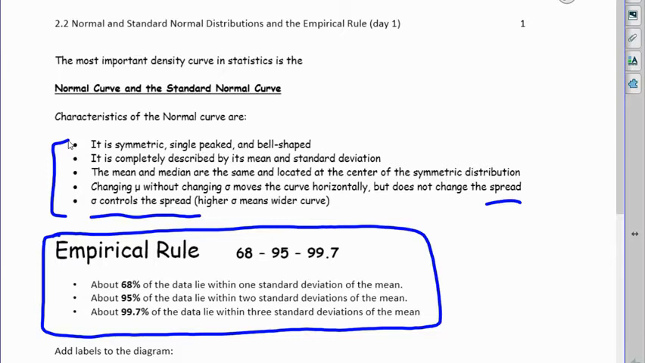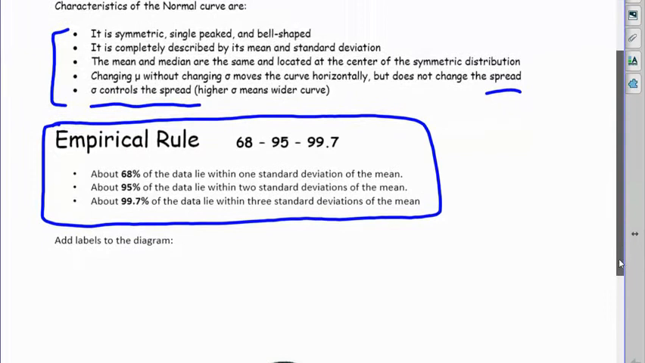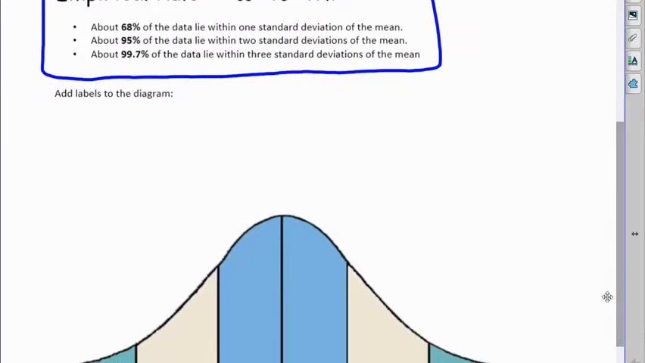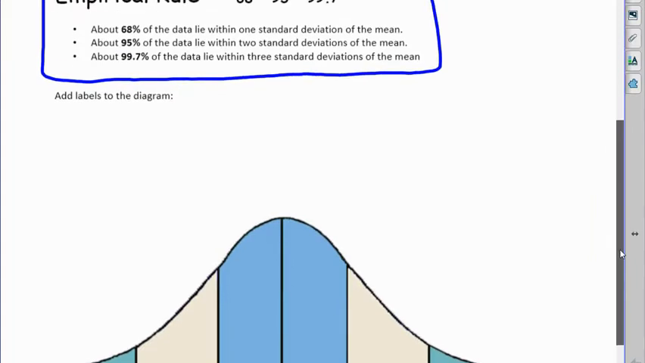68% of the data will lie within one standard deviation of the mean, 95% will lie within two standard deviations of the mean, and 99.7% of the data will lie within three standard deviations of the mean. By the way, questions about the empirical rule do occur on the SAT exam, so this is valuable for that as well. 68, 95, 99.7.